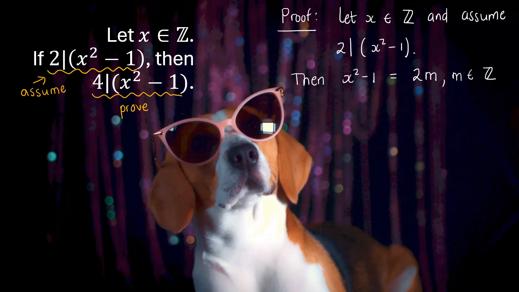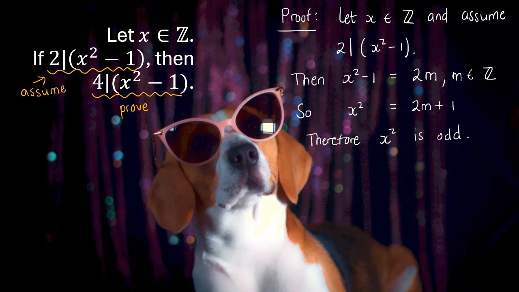All right, so how do we do that? What we are going to do is take this equation and solve it for x squared. If we take the negative 1 over to the other side, we get x squared is equal to 2m plus 1. And in fact, this is our definition of an odd number, right? It is a multiple of 2 with 1 added to it. So this means, therefore, x squared is odd.